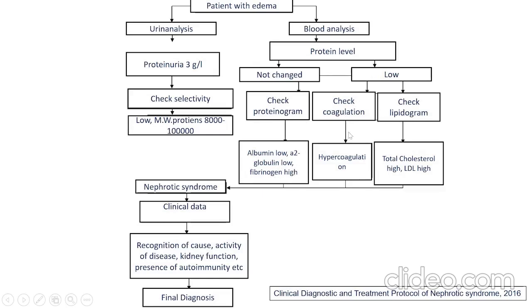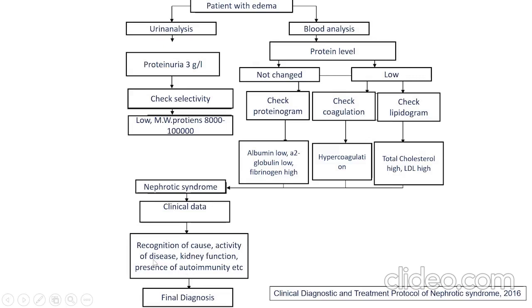Then we check coagulation, in which we can find hypercoagulation, and we can check the lipidogram. Usually total cholesterol may be high, and low density lipoproteins also high. This all corresponds to nephrotic syndrome. Then we check it with clinical data, clinical symptoms, for recognition of the cause.